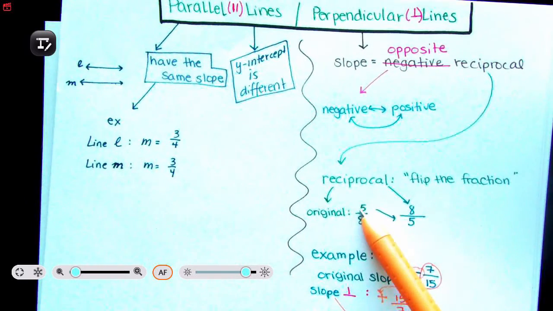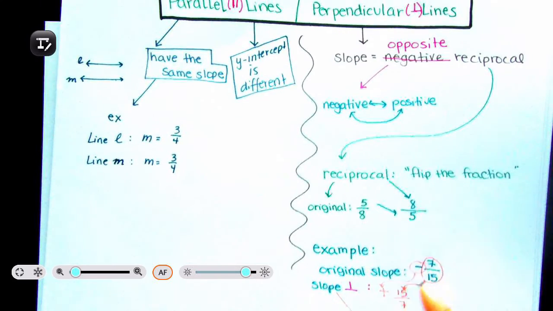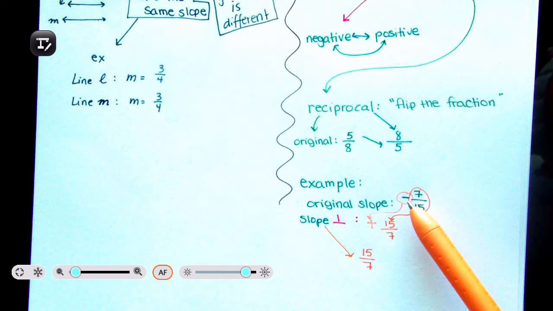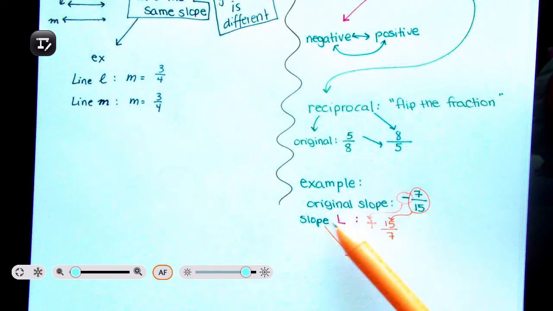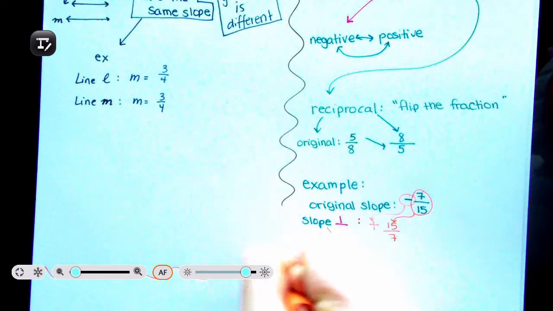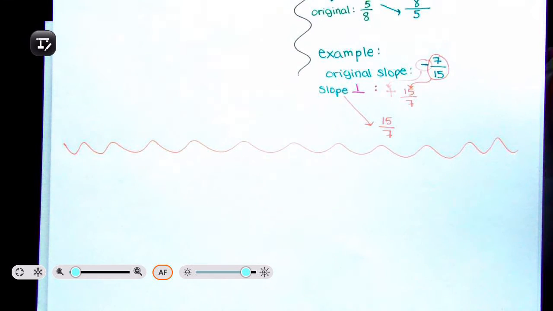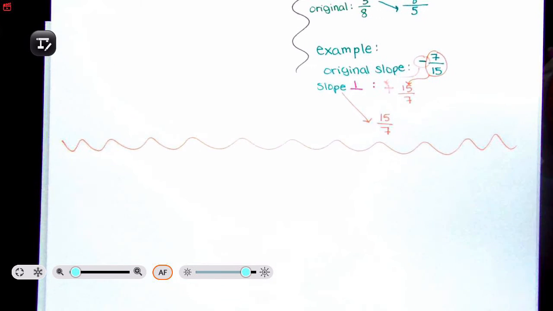That means if you originally have 5/8, then you take the reciprocal and your new fraction is 8/5. For an example, if our original slope is -7/15, then my perpendicular slope would be positive 15/7. All right, let's go ahead. I'm going to separate this. Let's start out with some examples, and then in these examples, we're going to review, okay? So let's do example 1.